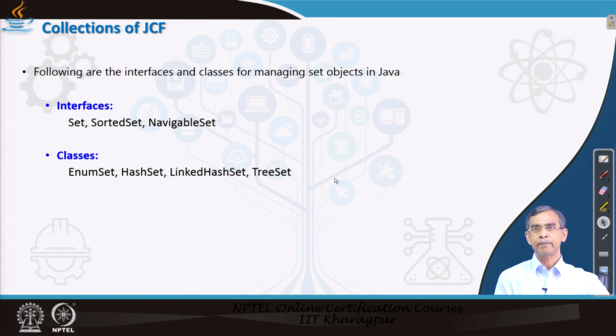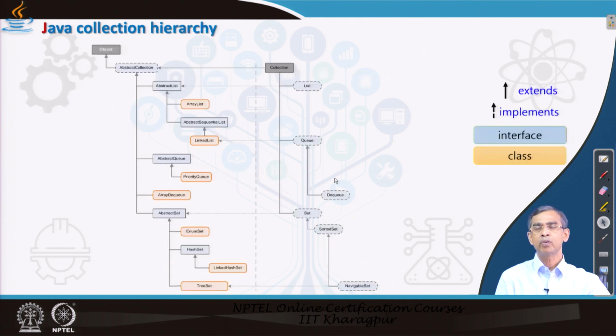So far as the interfaces in the set collection are concerned, there are three different interfaces, namely set, sorted set and navigable set. There are a few classes which implement these set interfaces, namely enum set, hash set, linked hash set and tree set. We will try to have a quick view of all these sets.